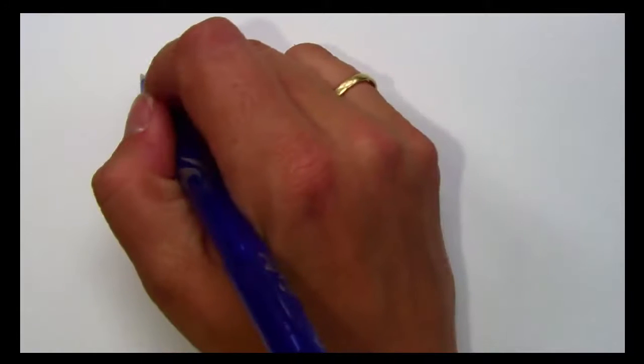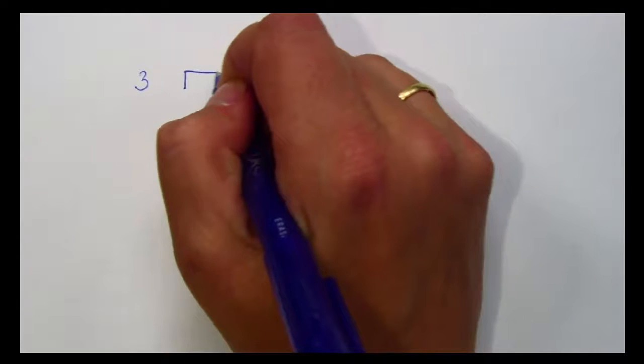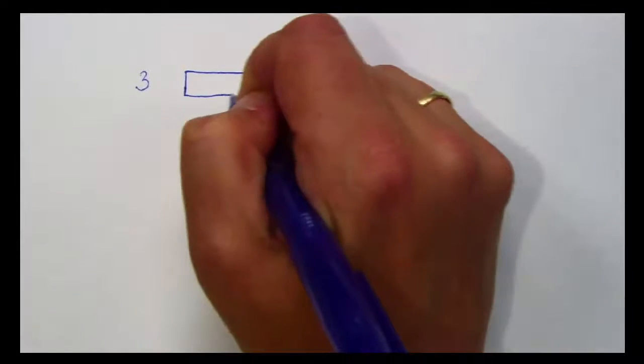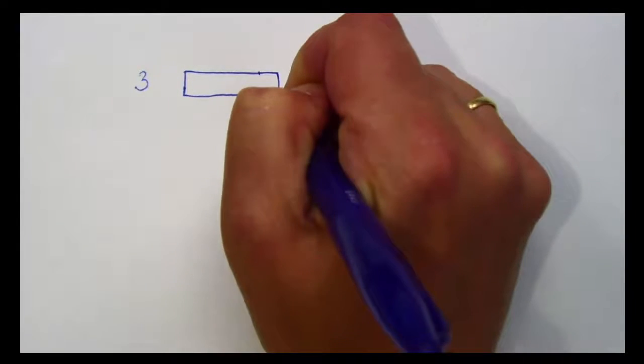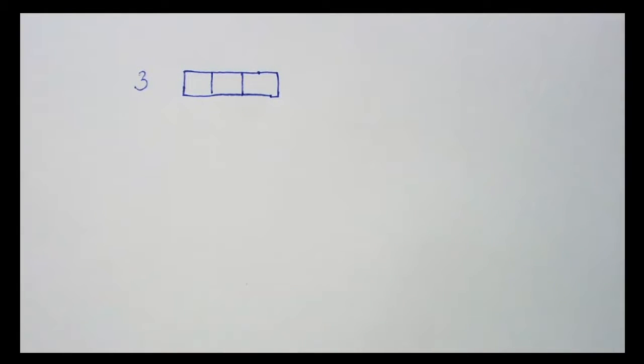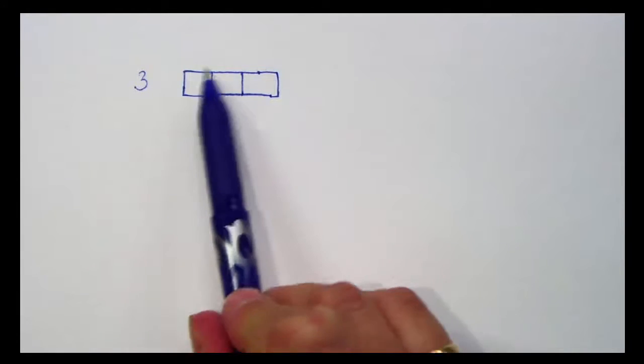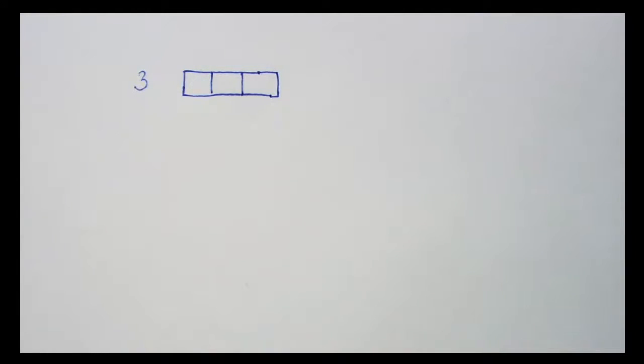If I wanted to show a number like 3, I could write the number 3, or I could show it as a tape diagram. I would write 3 boxes, each of them the same size, and each box would represent 1. So here's the number 3, and this is a tape diagram representing 3.